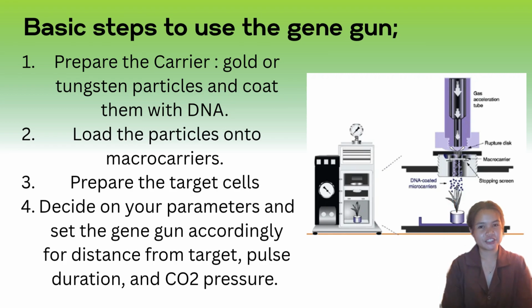Basic steps of using the gene gun. First is to prepare the carrier. In the biolistic method, gold or tungsten is used as tiny particles to act as carriers for the DNA. The DNA is attached to the surface of these particles. These particles are so small that they can pass through the cell wall when shot.